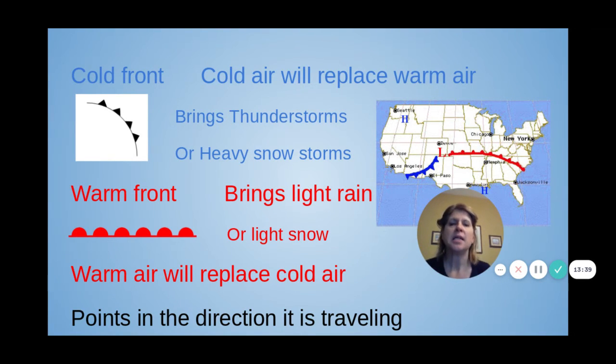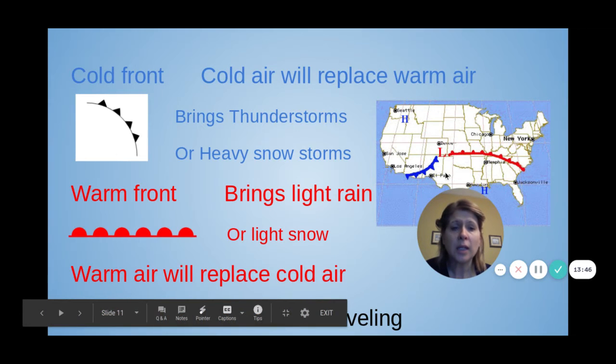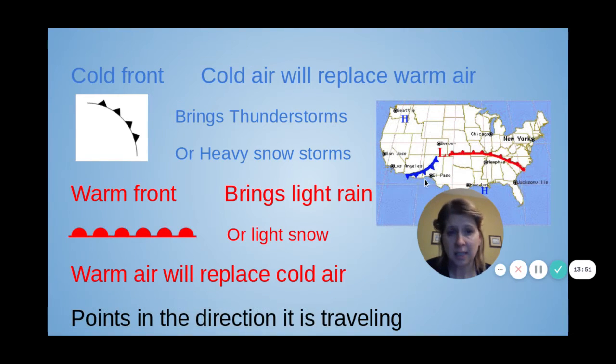Goodbye, my dear. Now, the next thing, if you look at a map, the map tells us what direction the front is coming from. If you look at this map here, this is a cold front symbol. The arrows point to the direction in which the air mass is moving. This cold air is moving from the west south toward Texas. The arrows are showing the direction that the cold air is pushing. And if you see, it's pushing the warm air up and out of the way.